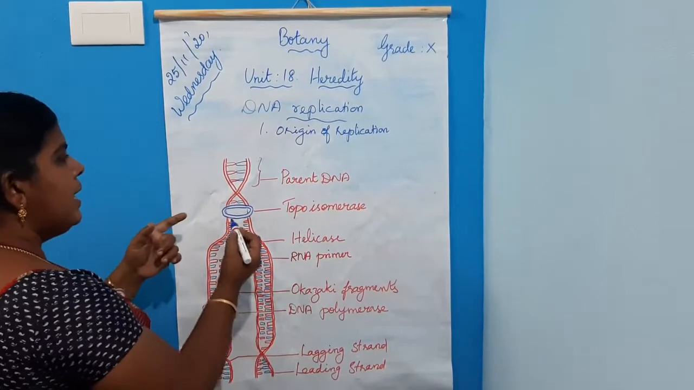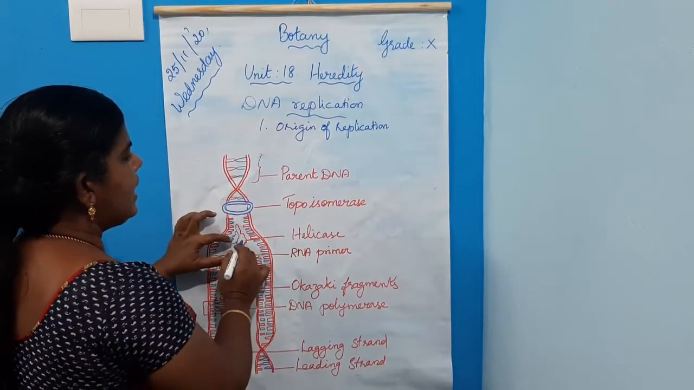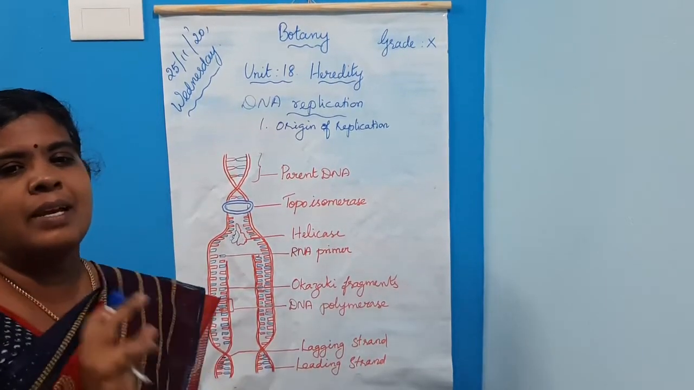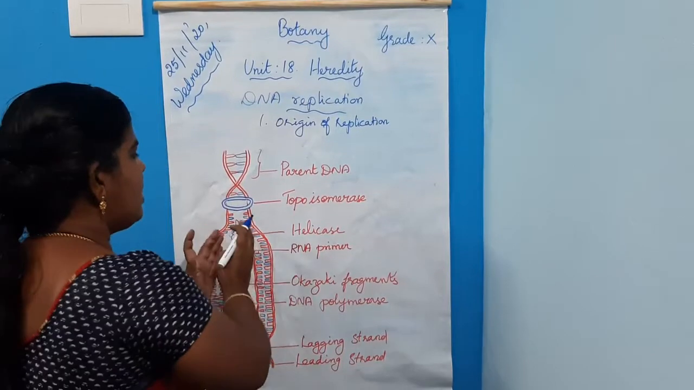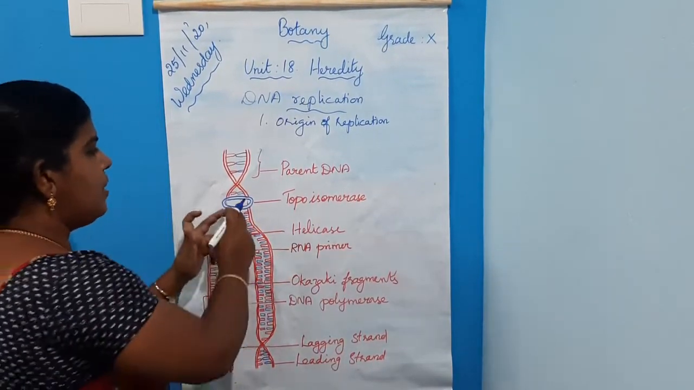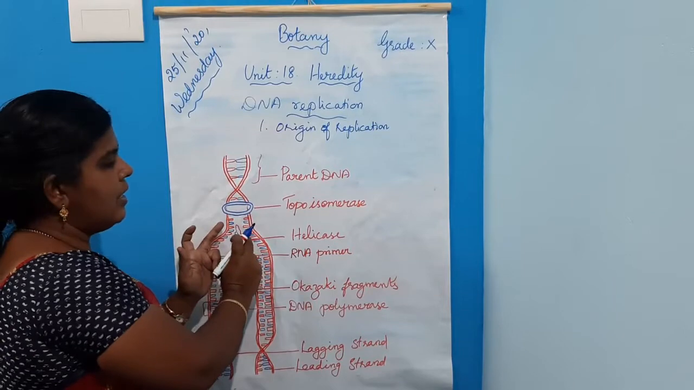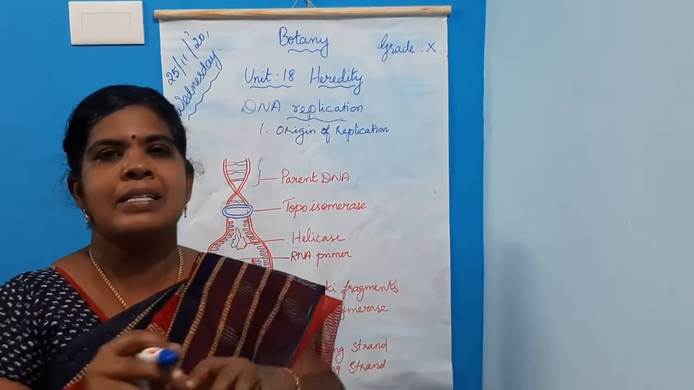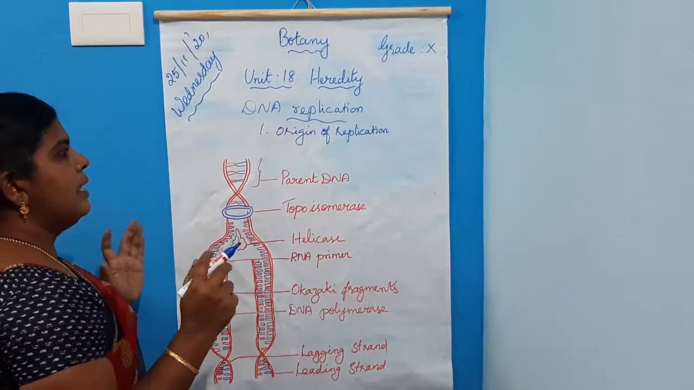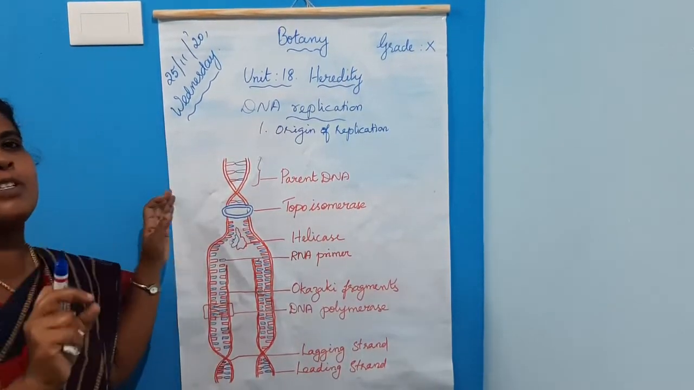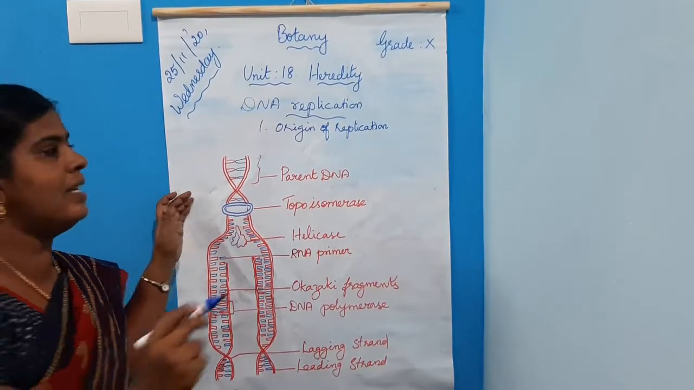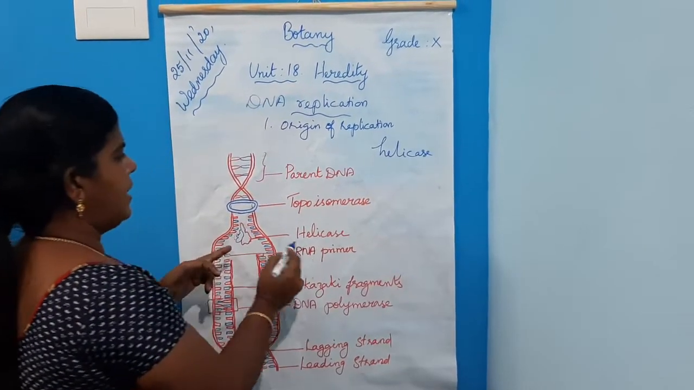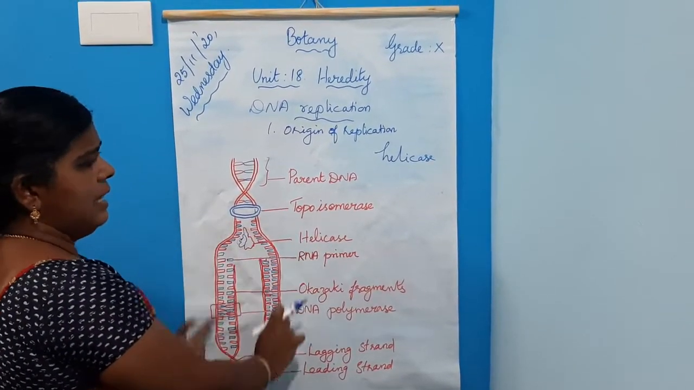The enzyme helicase separates the DNA strands. The enzyme helicase binds the replication site, which is the origin of replication site, and it separates the two strands of DNA. So which enzyme is responsible for the separation of two strands? The enzyme helicase.